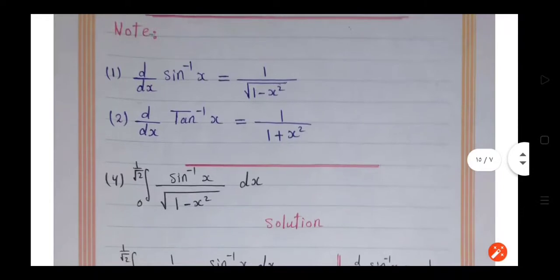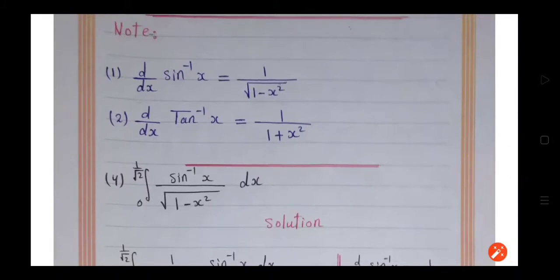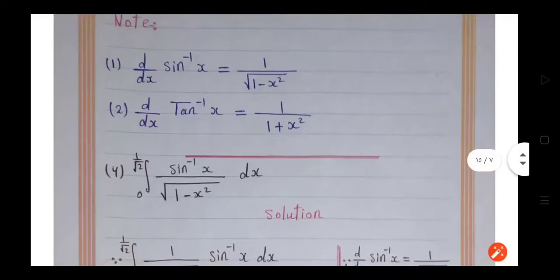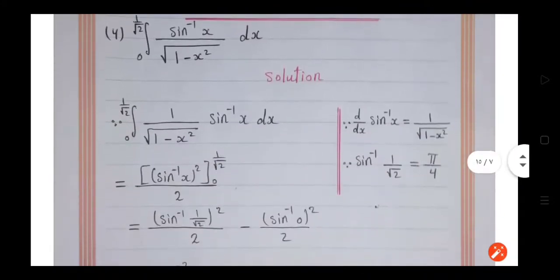Note, we notice that d by dx of sine inverse x is equal to 1 over root 1 minus x squared, and also d by dx of tan inverse x equals 1 over 1 plus x squared. Remember, if we have a function beside another function, and the first is the derivative of the second, then we add 1 to its power and divide by the new power.